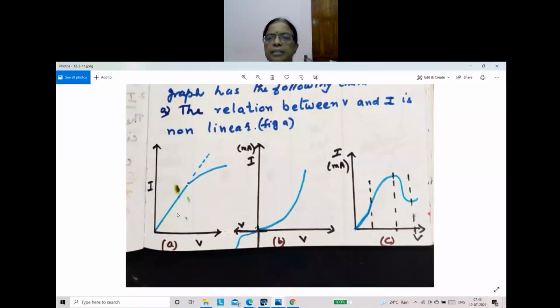In the VI graph, 1 by slope gives what? Alok, 1 by slope gives what? Slope is I by V. 1 by slope is V by I. 1 by slope.